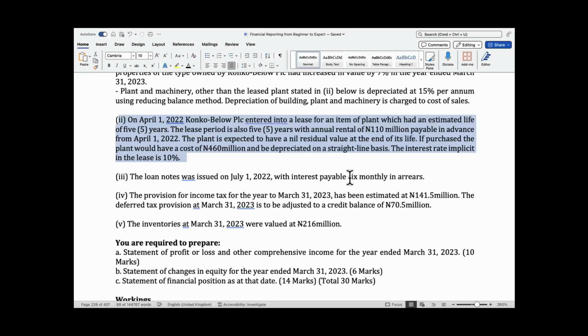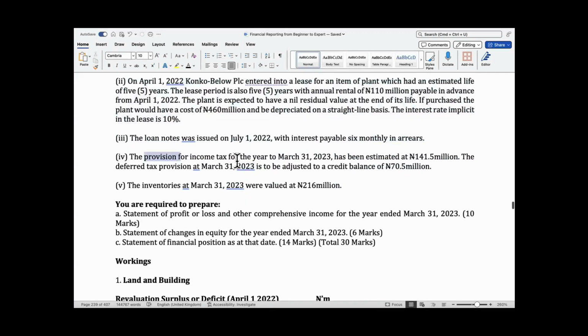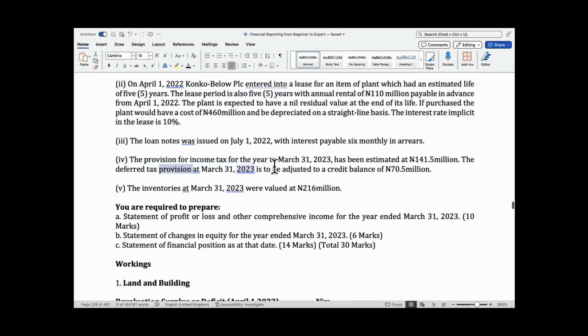monthly in arrears. The provision of income tax for the year March 31st, 2023 has been estimated at 141.5 million. The deferred tax provision at the end of the year is to be adjusted to a credit balance of 70.5 million. The inventory as at March 2023 were valued at 260 million.